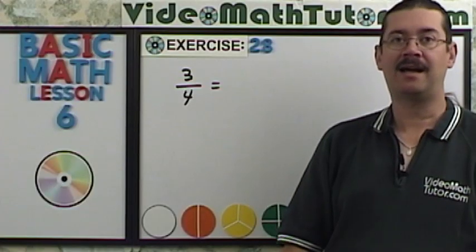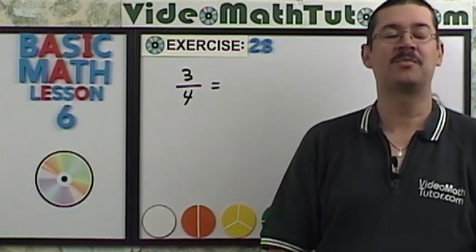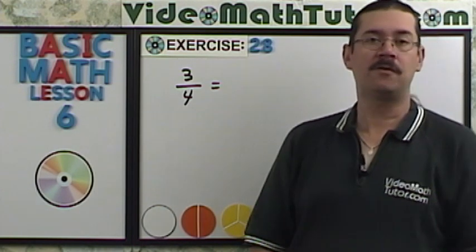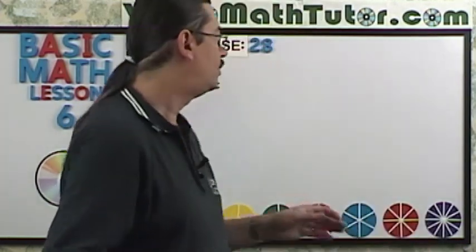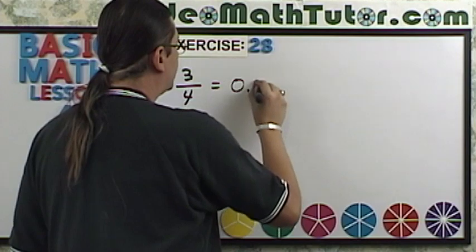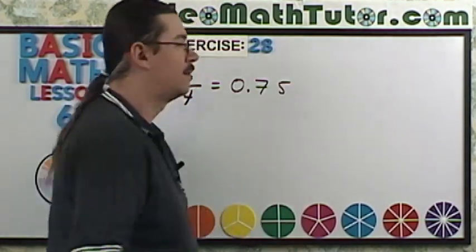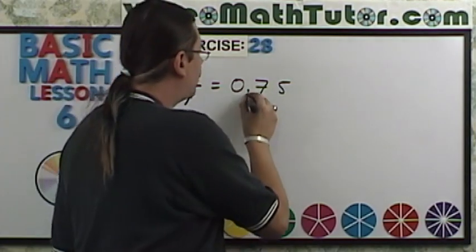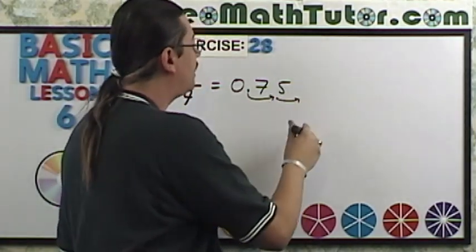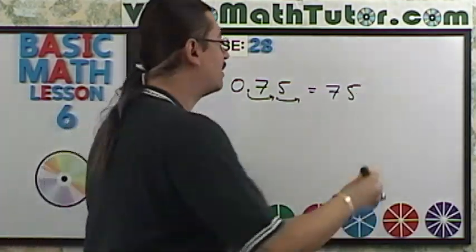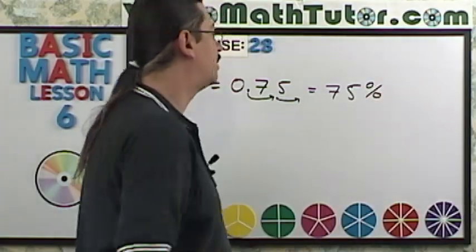For exercise 28, I'd like you to convert 3/4 to a percentage. Well, the first step is to make it a decimal. To do that, just use long division, and you'd get an answer of 0.75. Now you want to convert this to a percentage. Well, just scoot the decimal point over 2 places to the right, and you're going to get 75, and the final step is to just write down the percent symbol.